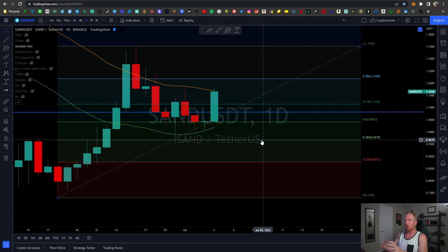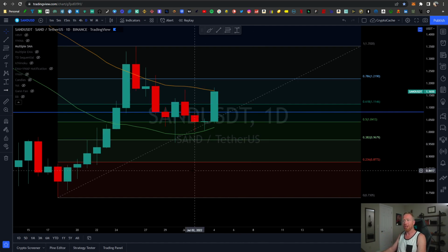Okay, so again, always try to look at Bitcoin pairings for whichever coin you're looking at. If it's struggling and doing poorly against Bitcoin, then it doesn't imply that there's a lot of strength. Sandbox does have a lot of strength right now so far.